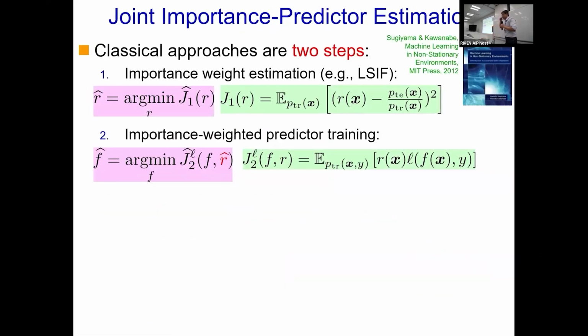Then, based on direct importance weighting methods, classically we approach the covariate shift problem in two steps. In the first step, we first estimate the importance weight, for example by least squares importance fitting, and we obtain R hat, an importance weight estimator. Then we plug this estimated importance weight into the weighted criterion and obtain the predictor. So it's a two-step approach, quite straightforward.